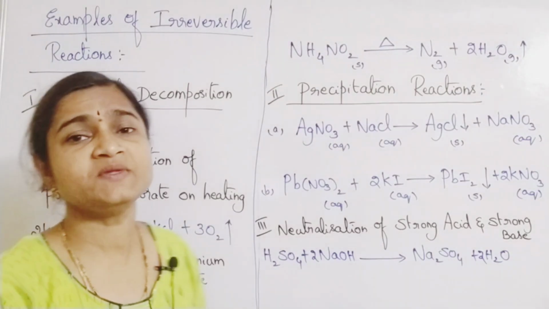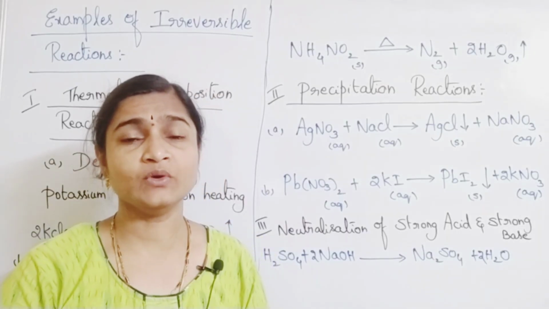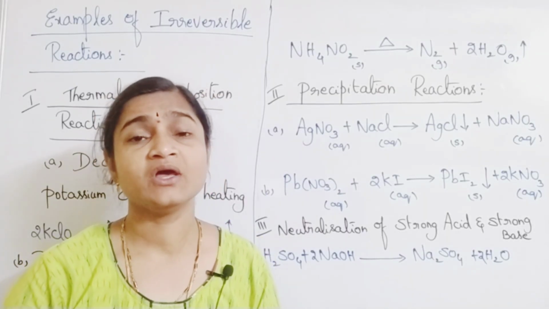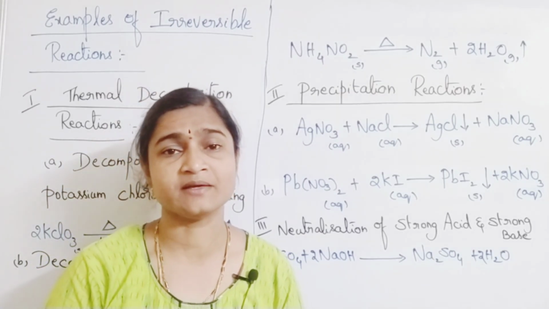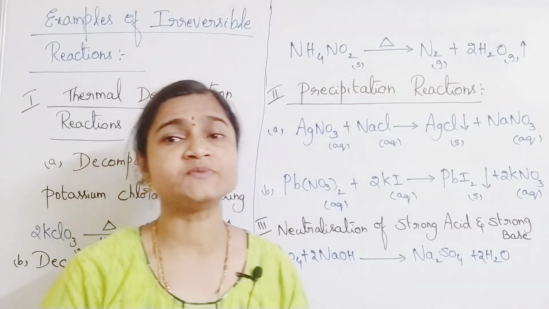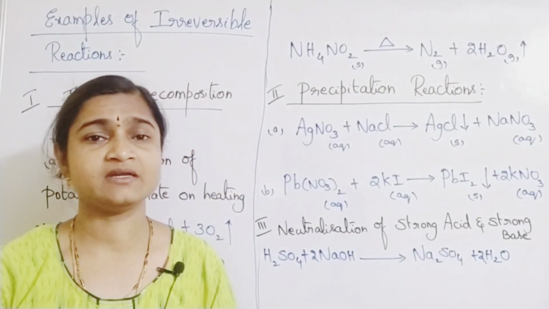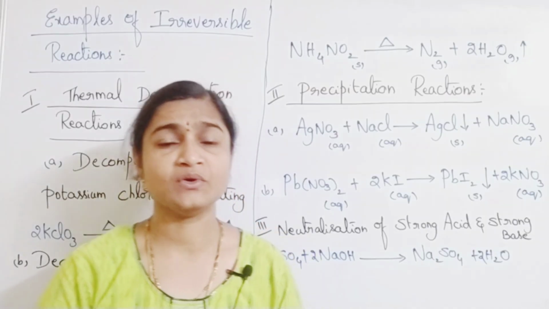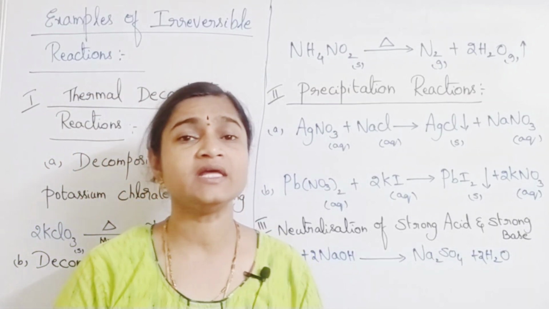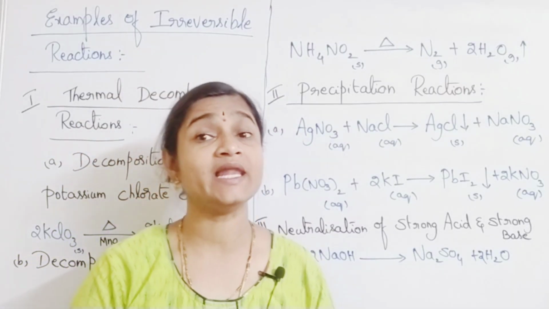Precipitation means what? The insoluble solid substance that is going to settle down at the bottom of the test tube, you call it a precipitate. When two aqueous solutions of salts are mixed, then the insoluble solid substance which is formed at the bottom of the test tube, you call it a precipitate, or you can also call it a residue. Actually, there is a small difference between a precipitate and a residue. Precipitate is the insoluble solid substance. Residue is the leftover substance.